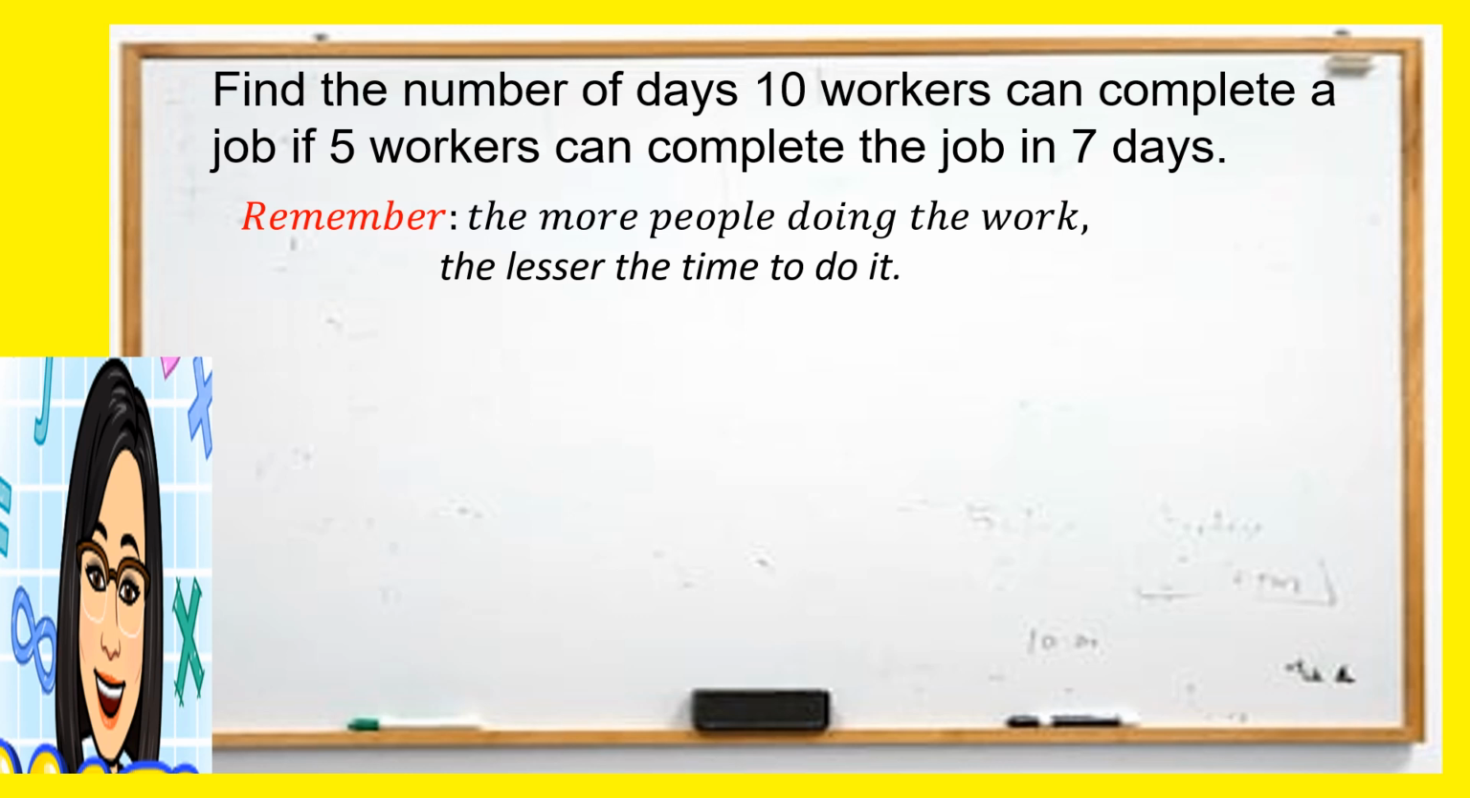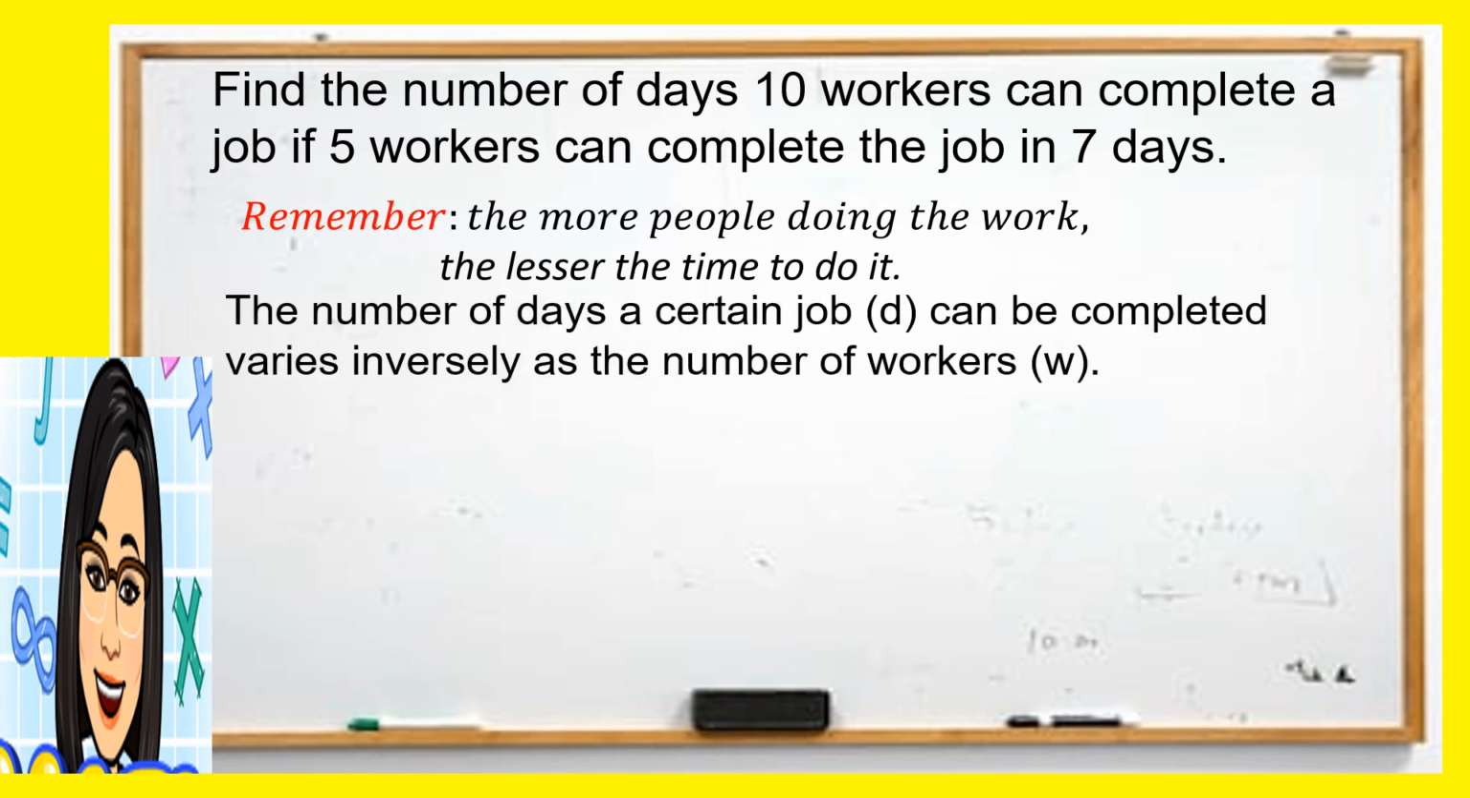We can restate the problem this way. The number of days a job can be completed varies inversely as the number of workers. So we can easily change this into symbols, which is D equals k over W. Using the statement 5 workers can complete the job in 7 days, substitute this given to find the constant of variation. So 7 is equal to k over 5.